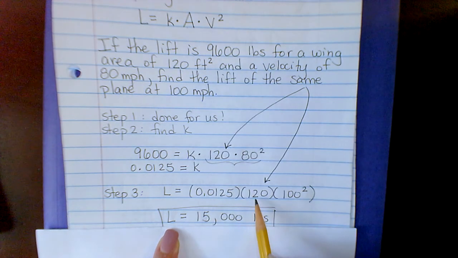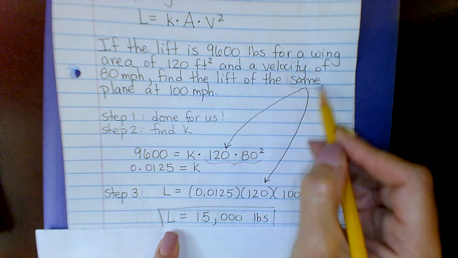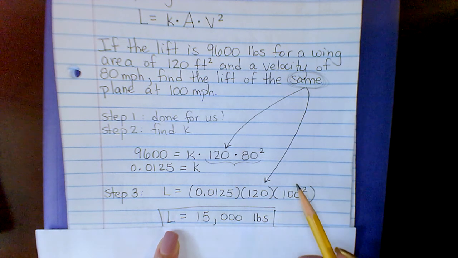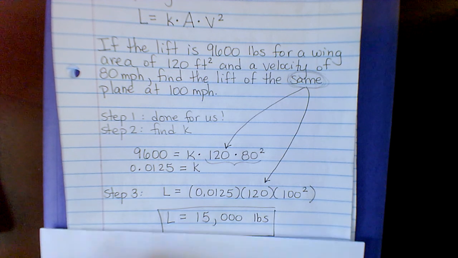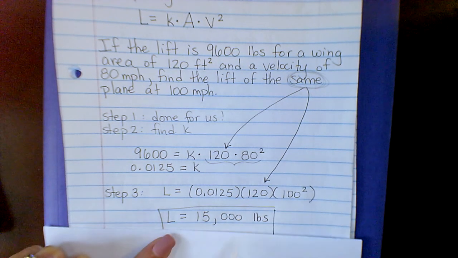Now here's the thing, it looks like it doesn't give you an area, but it does. It gives you a clue right here. It says the same plane. Because it's the same plane, the area of the wings is the same. All right, so you just need to grab the calculator, multiply all that out, and you should get 15,000.